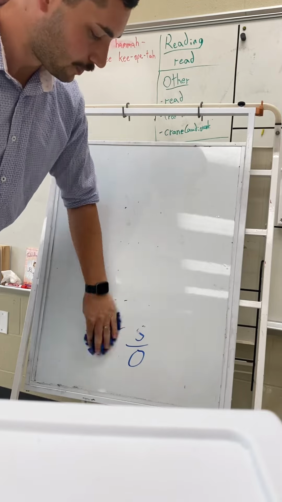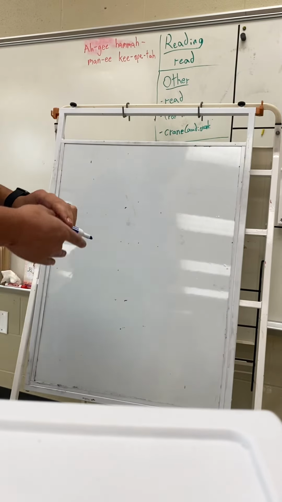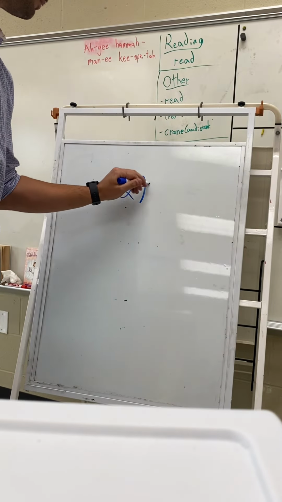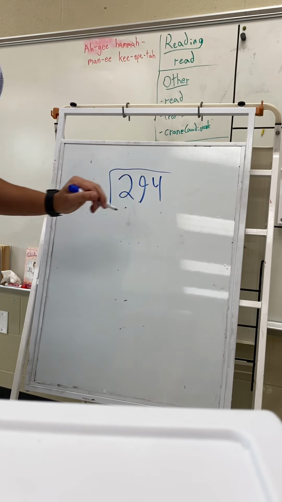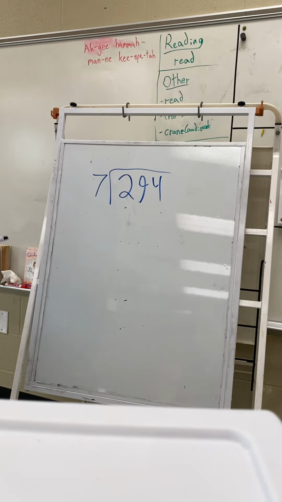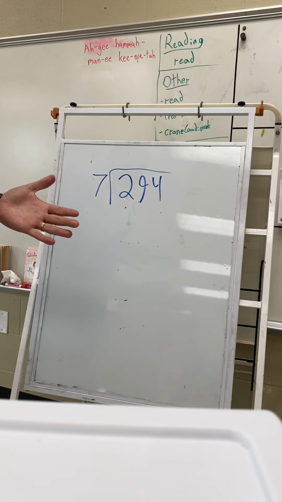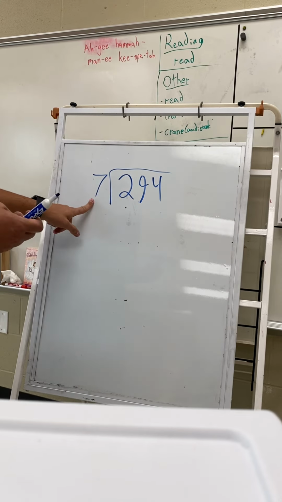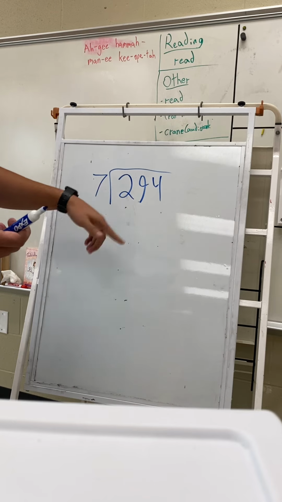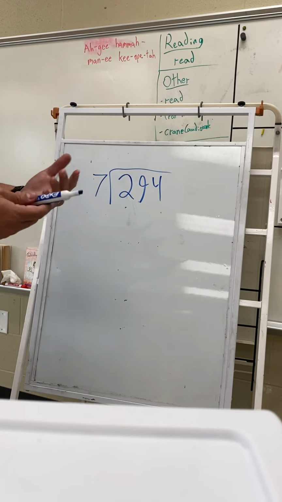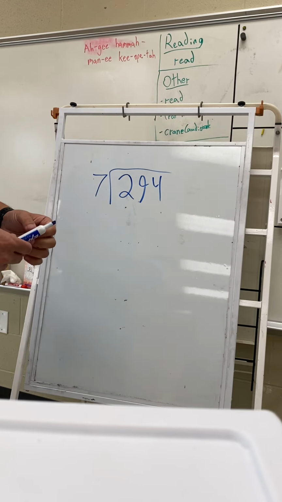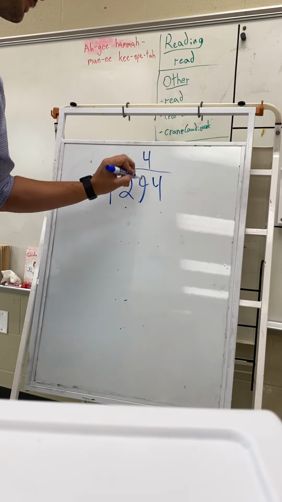All right. Next, we'll go ahead and do 294 divided by 7. So the first thing we look at is, can 7 go inside of 2? And it doesn't fit. It's not big enough. So now we're looking at, can 7 go inside of 29? And it can. How many times can it go inside of 29? Remember, we want to get close but not go over. So it can fit in there 4 times.